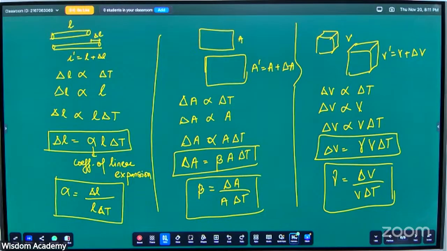Make it fast, please. Okay. Online class attendance will screenshot even.